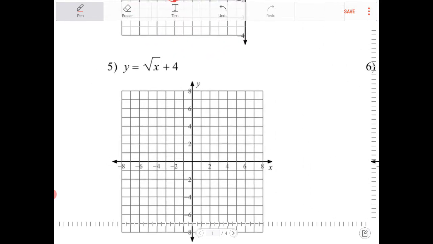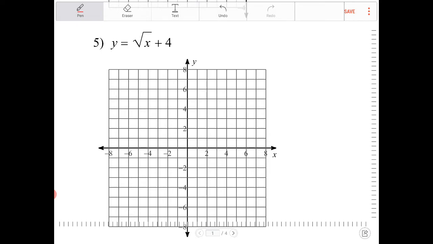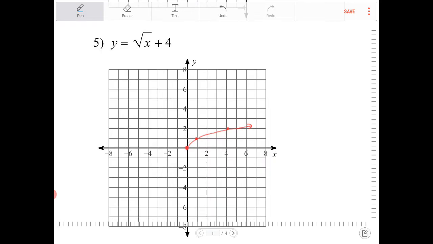All right, moving on. Square root of x plus 4. The parent function looks like this. I'm just going to use these 3 points as my main reference. I'm going to be shifting this up. So I'm going to change color here to blue. I want to make it a little thicker. So this is going to be the vertex located at 0, 4.